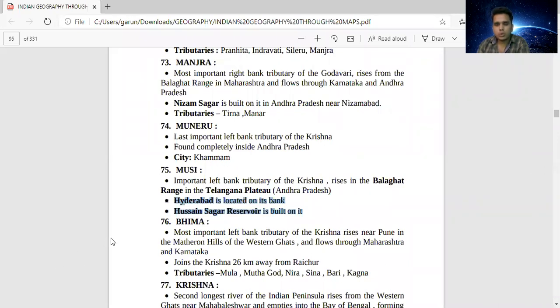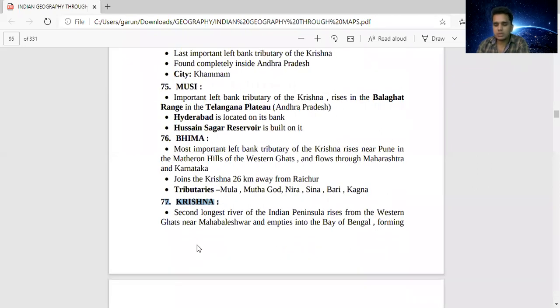So tomorrow, this class of GS is going to end. Tomorrow from here, 76th river Bhima, we will start, and we will also do the Krishna river system. It will be the last major river system.